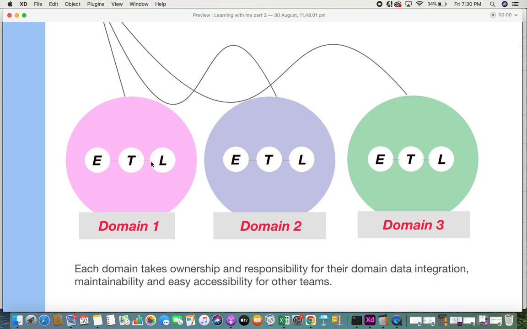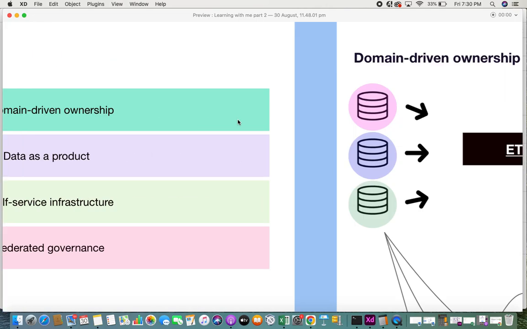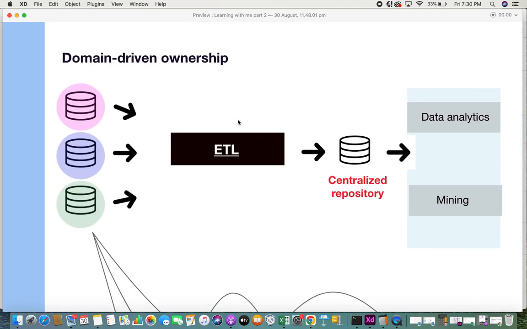To get to know more about what data lakes are, we need to check on the principles of a data mesh. Okay, so this data mesh has four principles. The first one is domain driven ownership, data as a product, self service infrastructure, and federated governance. So now let us see in detail what each one are.